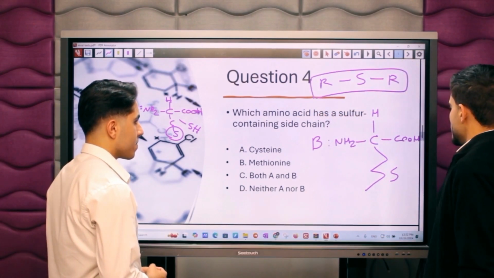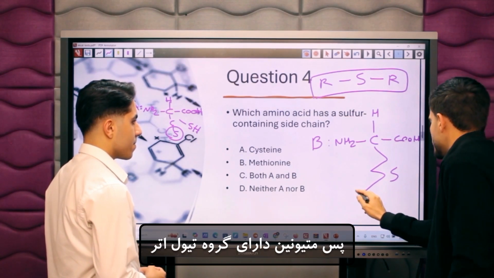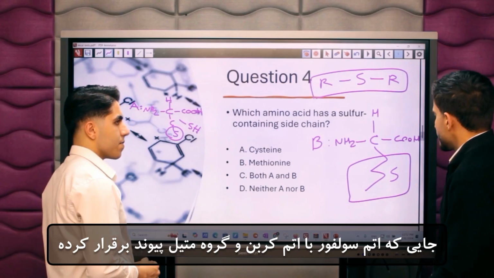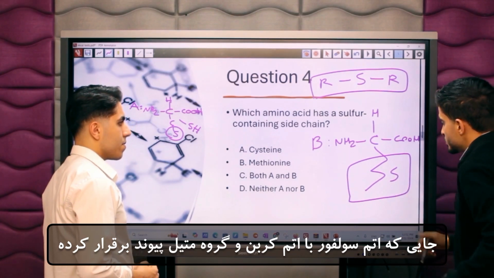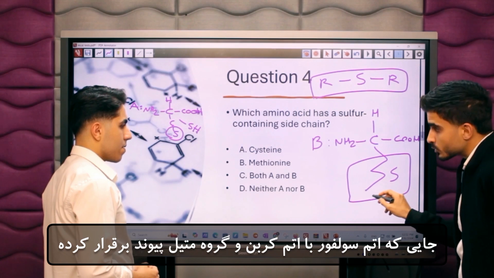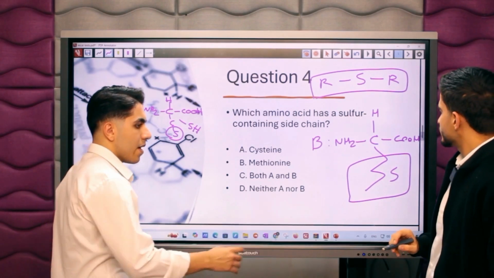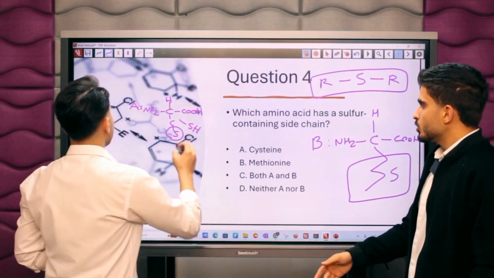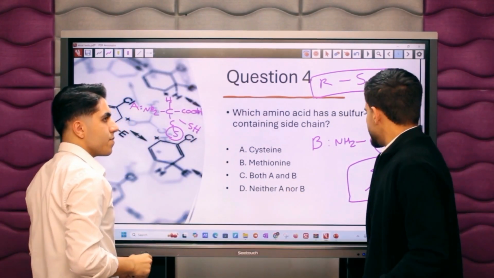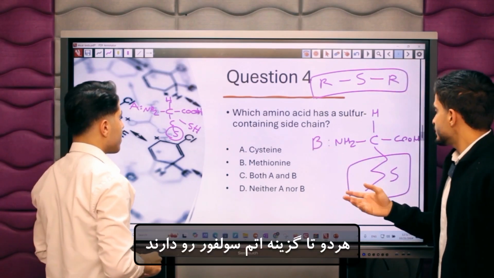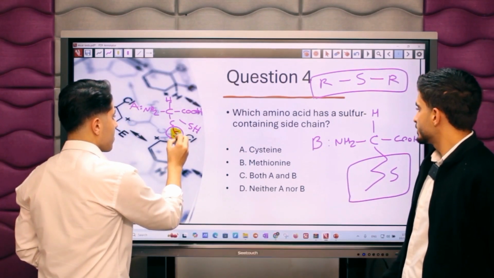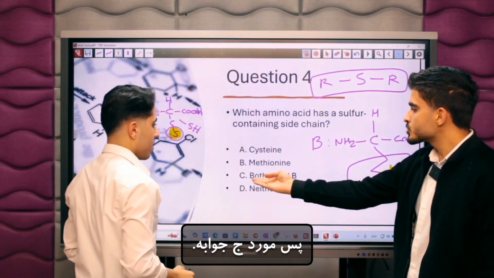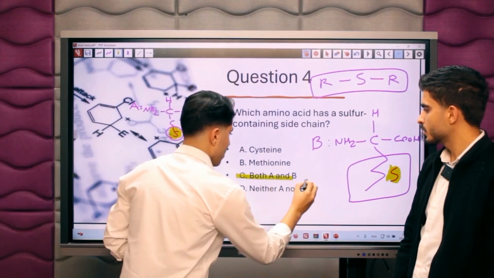Great. Okay. So methionine has a thioether group where the sulfur atom is bounded to carbon and methyl group. It's less reactive and it cannot form disulfide bonds. Okay, so up to now, they both have sulfur atom. Cool. Okay, so option C is the answer. Next question.